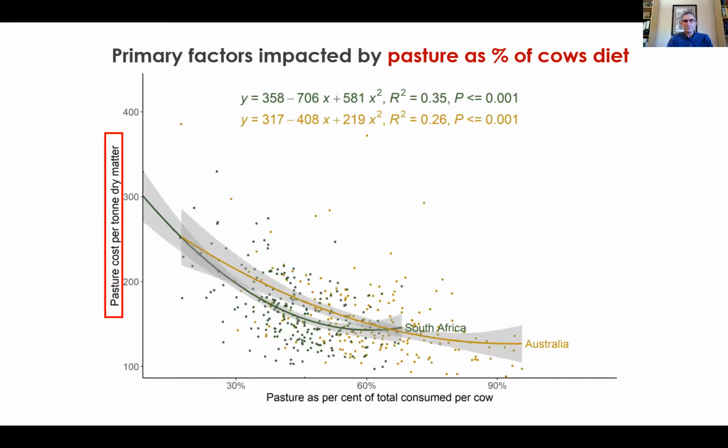This graph outlines the impact of diet pasture percent on pasture cost per tonne dry matter. The two trends are similar again and strong, with increasing diet pasture percent contributing to a decrease in pasture cost.